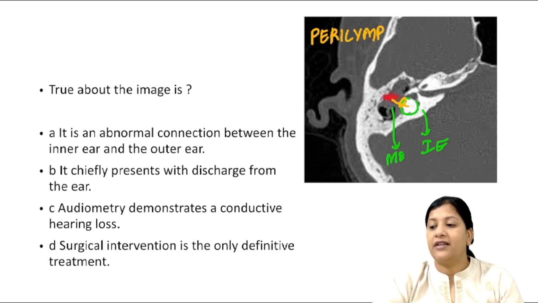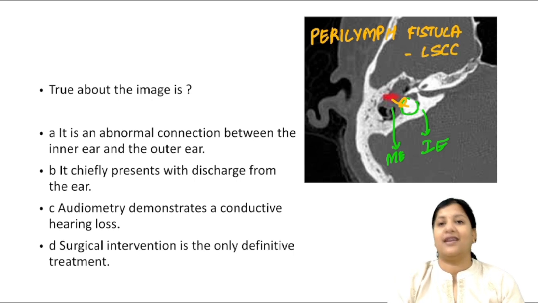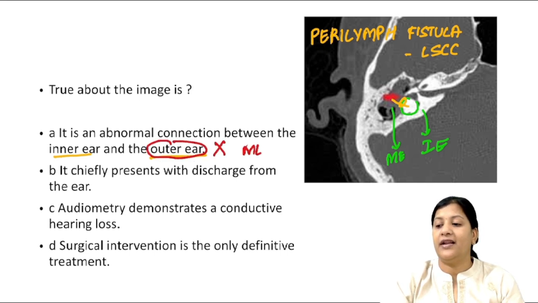At what level is there a perilymph fistula? At the level of the lateral semicircular canal. So there is a perilymph fistula at the level of the lateral semicircular canal. So is this an abnormal communication between your inner ear and outer ear? No, it's an abnormal communication between your inner ear and middle ear, not the outer ear. Okay, so the first statement is false.